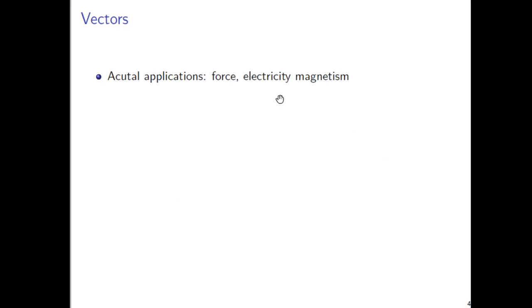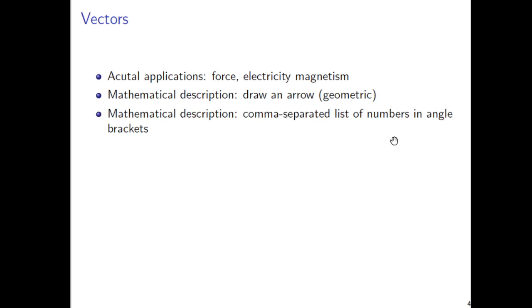Vectors can be used particularly in physics for force, electricity, and magnetism. Just mathematically, though, we draw an arrow. That's at least a geometric description. Another description that we use in math is just a comma separated list of numbers in angle brackets.